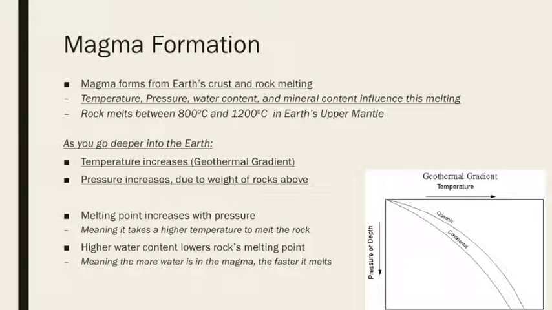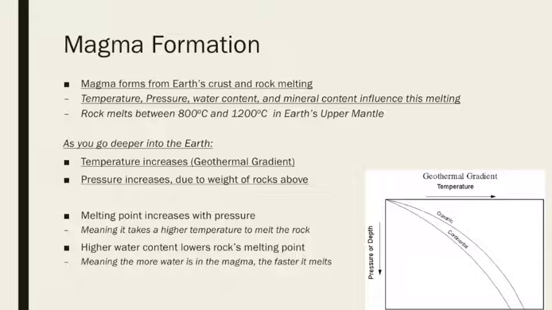So this magma forms from essentially Earth's crust and rock melting. And this happens within Earth's crust and within the mantle. However, temperature, pressure, water content, and then even the mineral content influence when and how this melts. So typically these rocks melt between 800 and 1200 degrees Celsius, and this happens in the upper mantle. But again, it does vary depending on these conditions.